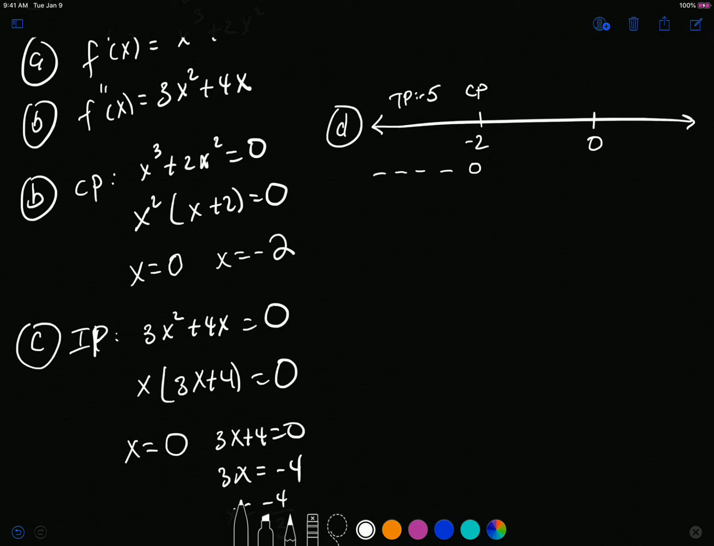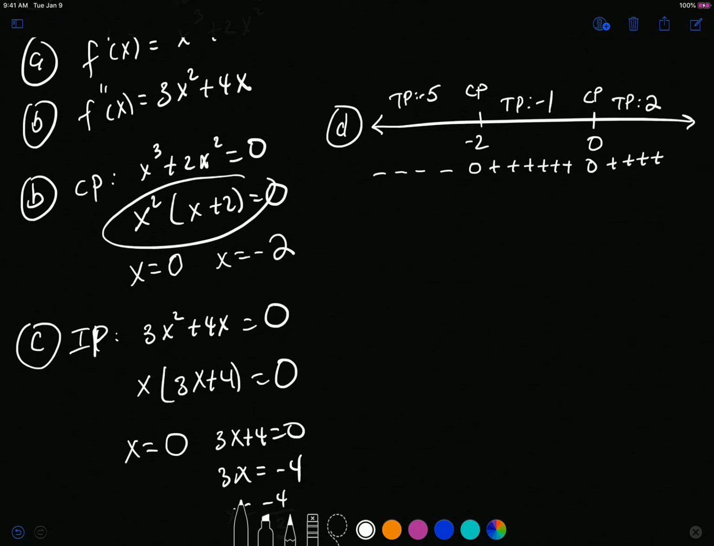And then a number between negative 2 and 0, so a test point of negative 1. If I plug negative 1 into this equation, that's negative 1 squared times 1, which is positive. So this right here is positive. Then I have my next critical point, which is 0. And then, let's say a test point of 2. 2 squared is positive, 2 times 2 is 4. So this is also positive.